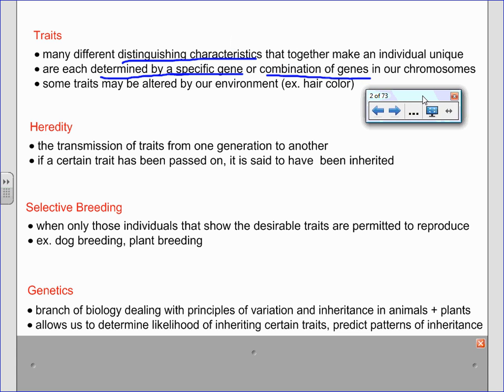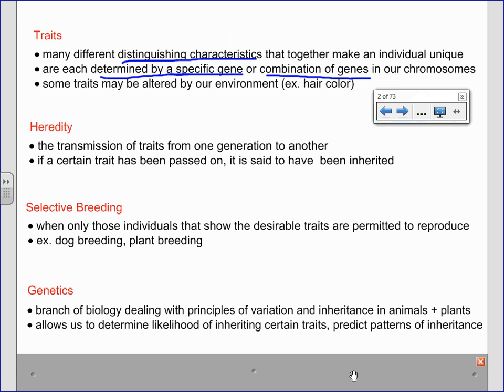First we started off by looking at some terms that you have to really understand for this chapter. The first one is, of course, traits. If you don't understand what a trait is, then it's really difficult to make sense of it when we talk about it all the time. So a trait is basically a distinguishing characteristic. We have a whole lot of them that make us each unique. They are each determined by a specific gene or combination of genes in our chromosomes. Some may be altered by our environment.